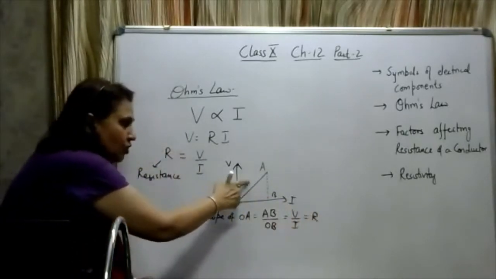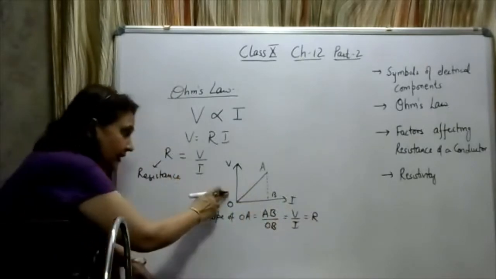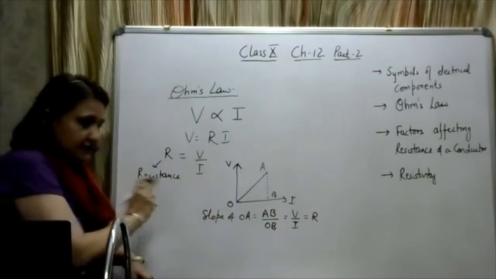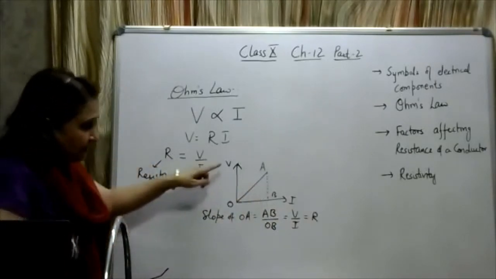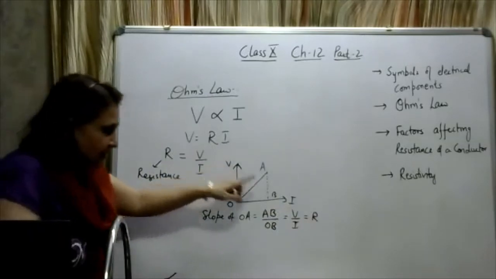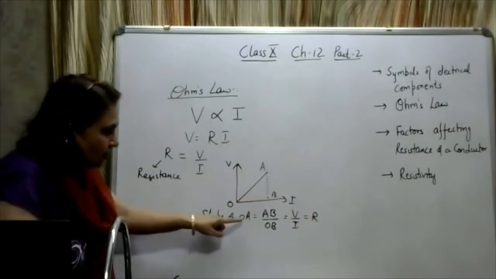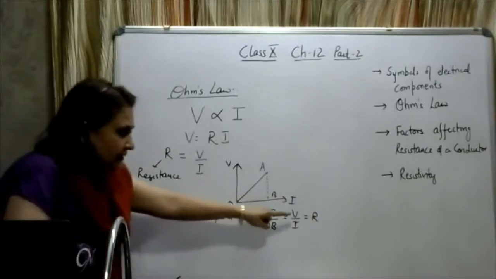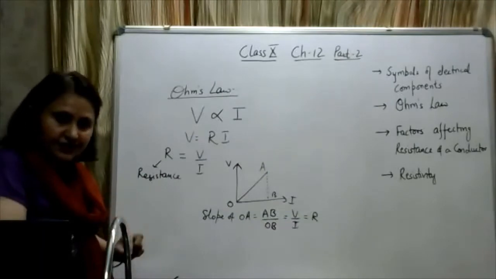So the slope of the VI graph line gives the resistance, provided V is taken along the y-axis and I is taken along the x-axis. If V is taken along the y-axis and I along the x-axis, then the slope of this OA line gives the resistance.